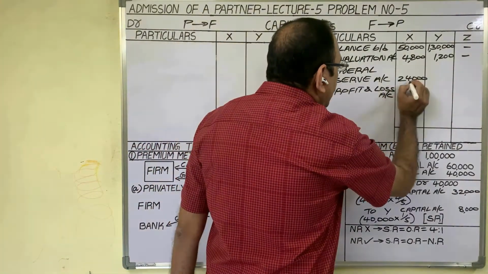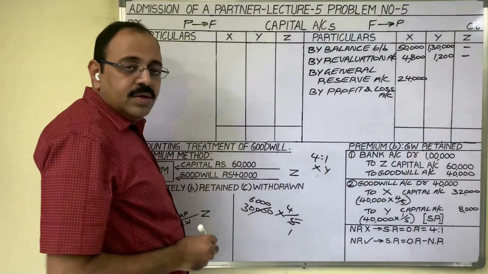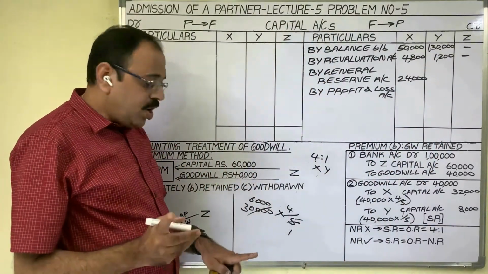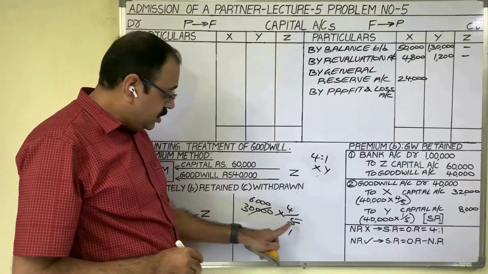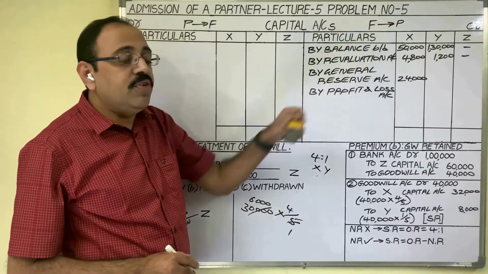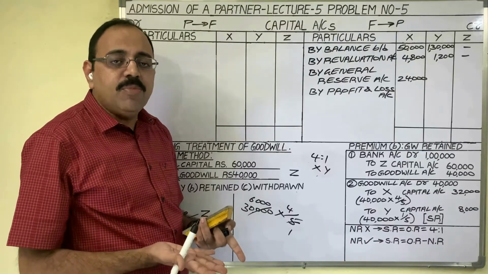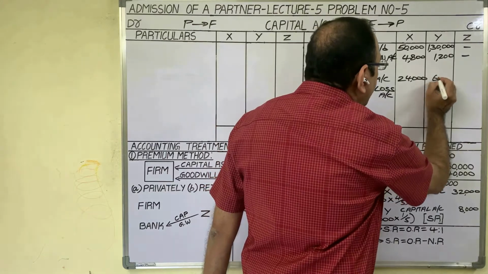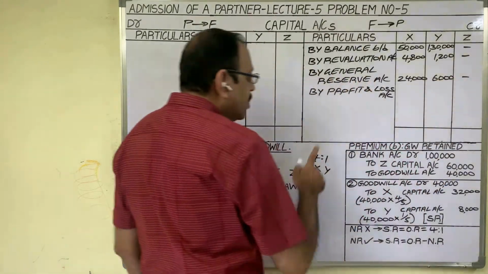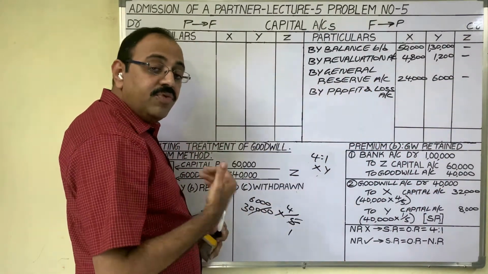24,000 rupees. The remaining amount belongs to Y. You need not calculate. If you want to calculate, you have to do 30,000 into 1 by 5. But 30,000 minus 24,000, then the remaining amount will come to 6,000 rupees. That amount you have to write for Y. Don't show this calculation in capital accounts. In rough notes you have to calculate.